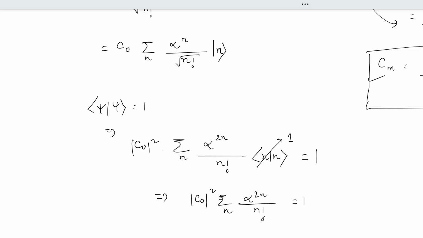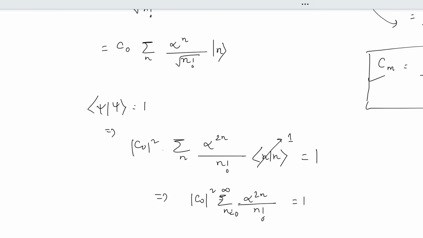Now this is a series expansion. If you go from n equal to 0 to infinity, α to the power 0 by 0 factorial is 1, plus α squared by 1 factorial, plus α to the power 4 by 2 factorial, like this. So this is equal to e to the power of mod α squared, right? Because you know that the series of e to the power x is basically 1 plus x plus x squared by 2 factorial plus like that.